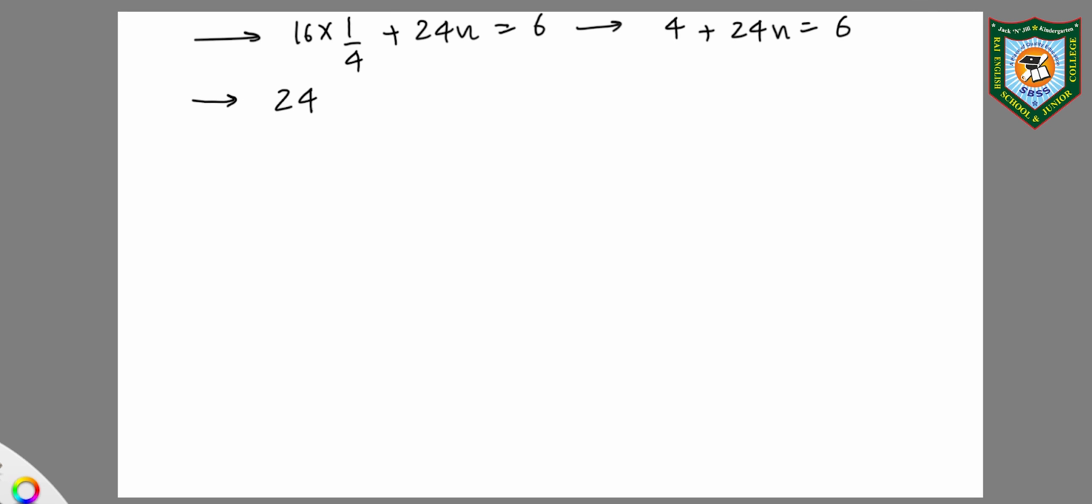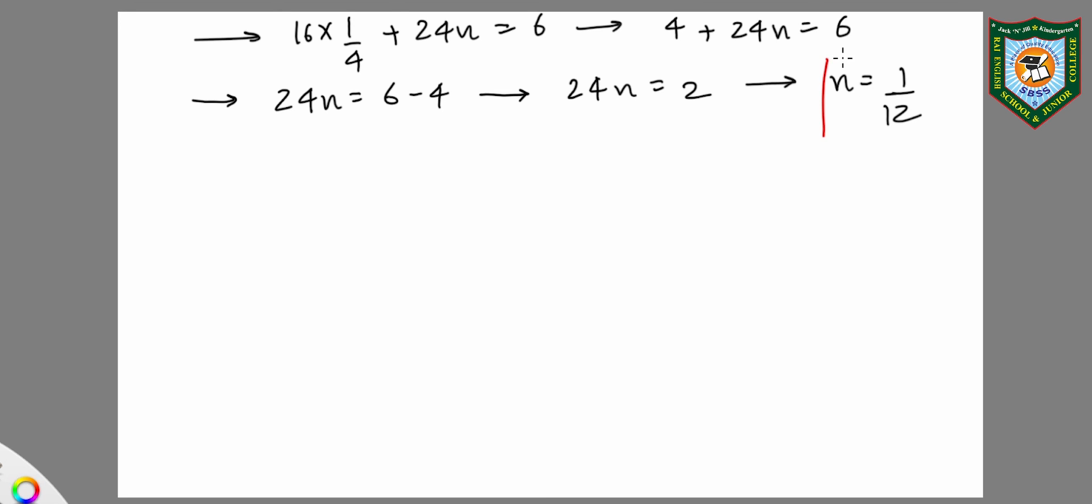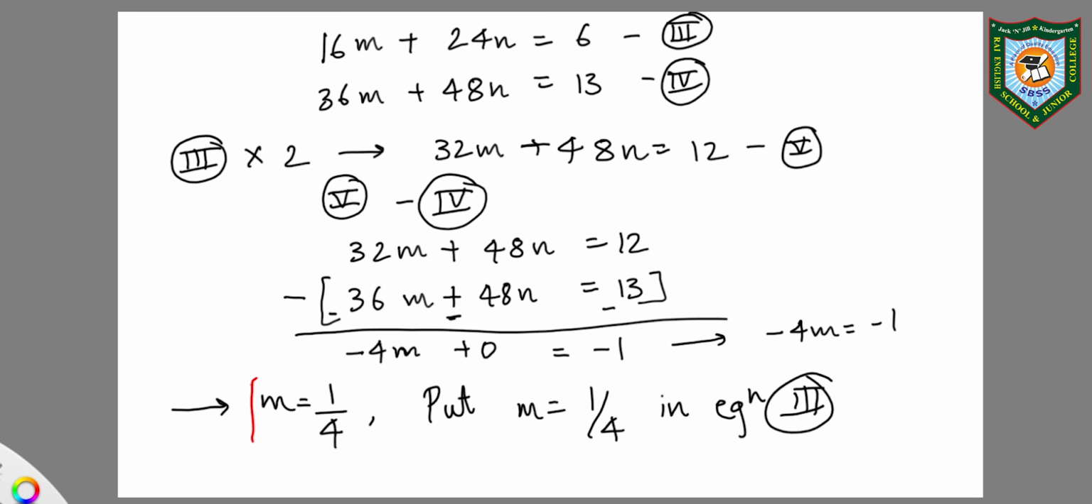This gives me 16 into 1 by 4 plus 24n is equal to 6, which implies 4 plus 24n is equal to 6, which implies 24n is equal to 6 minus 4, which implies 24n is equal to 2, and therefore I have n is equal to 1 by 12. Highlighting our answers is important. So my n value is this, my m value is this.